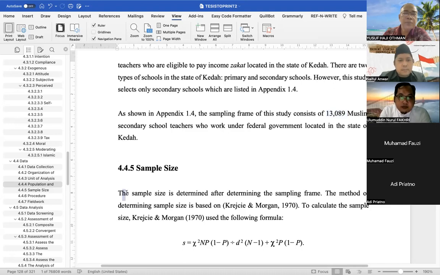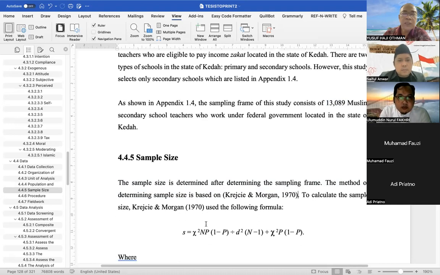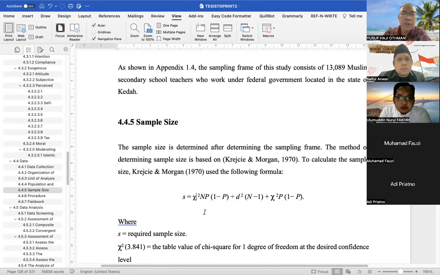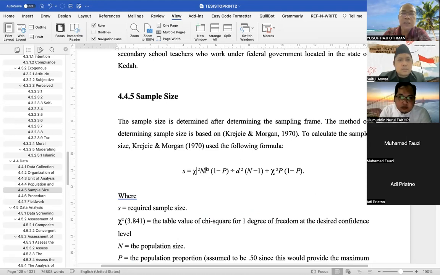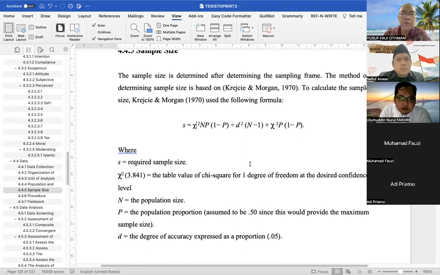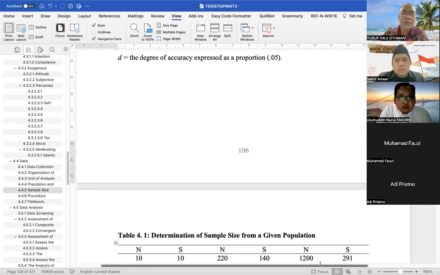There are many ways. And the most popular is Krejcie and Morgan, yeah? Krejcie and Morgan. So I read Krejcie and Morgan. There was an article by Krejcie and Morgan, 1970. I just copy-paste the formula. S is the sample size. This one is squared. N is population size. P is population proportion. D is degree of accuracy. N is again population size. You plug in the numbers, then you get the sample size. But it gives you a headache. So don't worry.